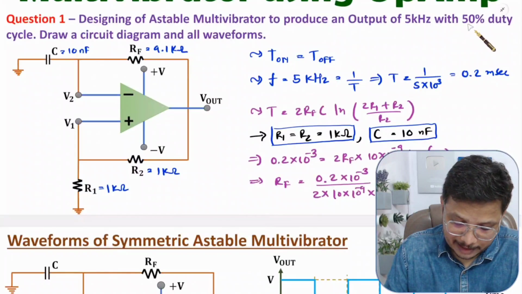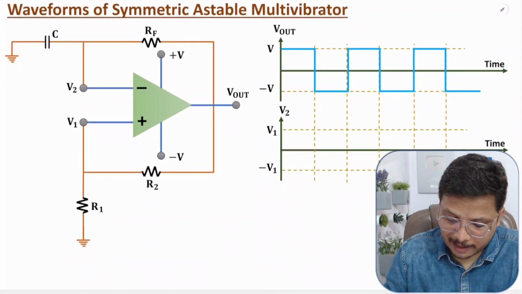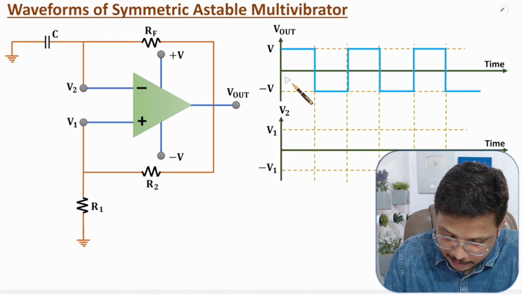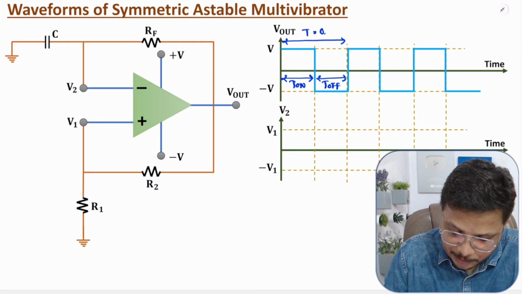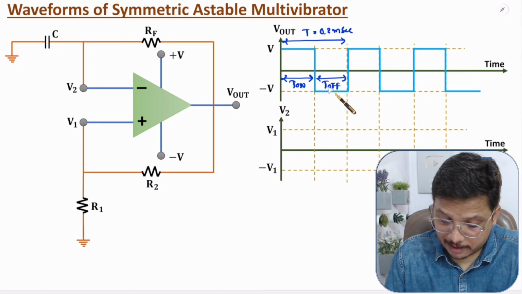Now let us have waveforms. So here waveforms are having frequency of 5 kilohertz, right? So here T on and T off both are having equal time duration. Total time duration is T, that is of 0.2 millisecond. So T on and T off both will be of 0.1 millisecond, right?